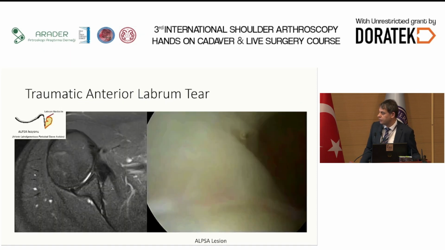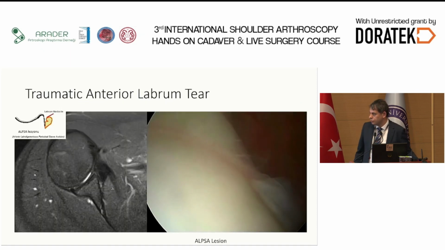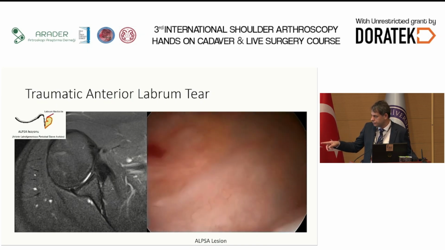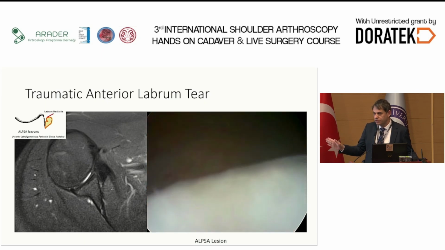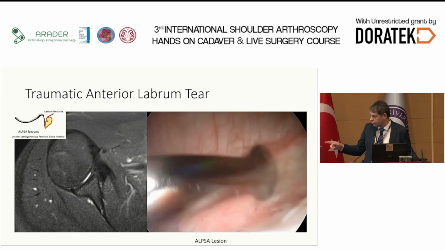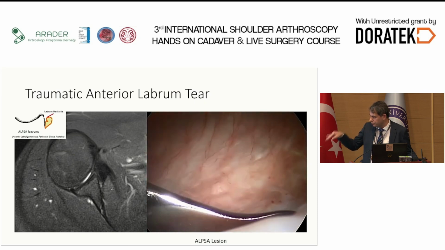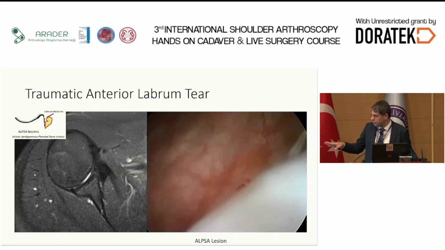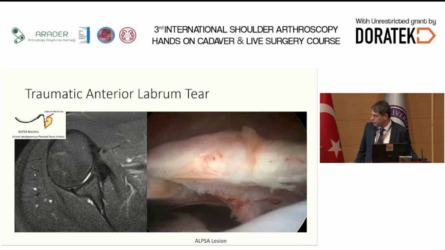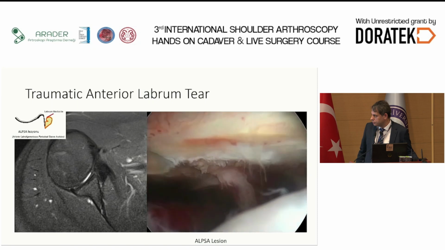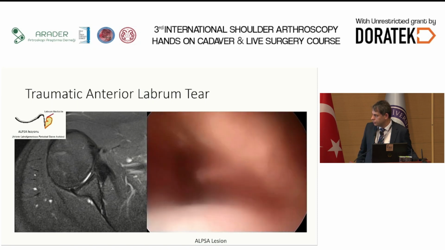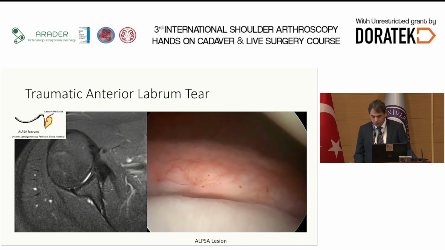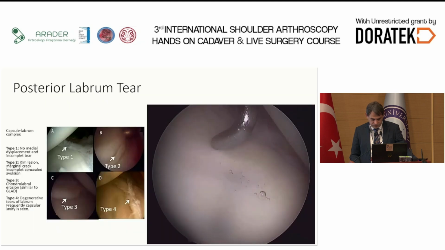And this is a Bankart ALPSA lesion. When you go into the joint, you don't see any labrum, but if you look more medially, you can see that the labrum is moved medially, on the inferior medial edge of the glenoid. So if you mobilize it, you will see that the labrum comes in front of you, and you can see that now the labrum is in its place. This is the ALPSA lesion.